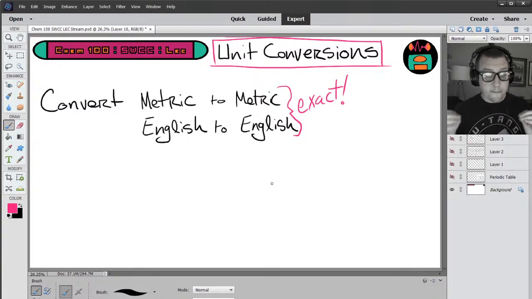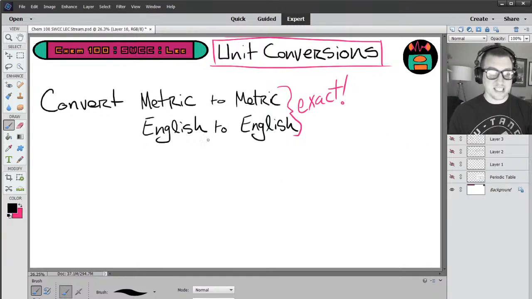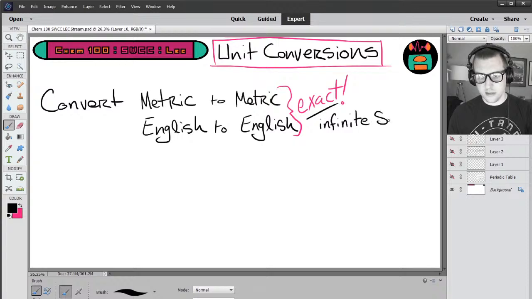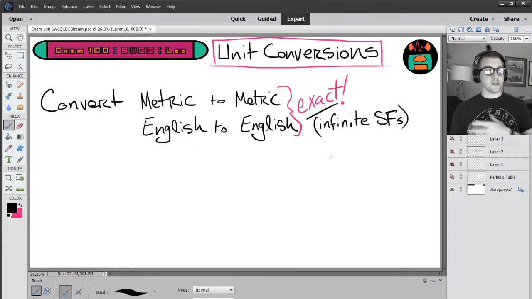And because it's not measured, these conversions have unlimited precision. They have infinite sig figs, all right? A way to think of an exact conversion is it's like it has infinite sig figs. They'll never limit the significant figures of your answer. The sig figs of your answer will be determined by whatever initial starting measurement you had. But the unit conversions themselves are exact.